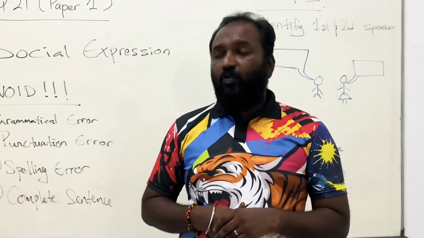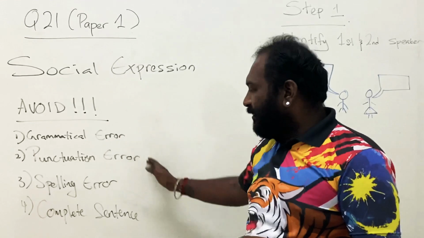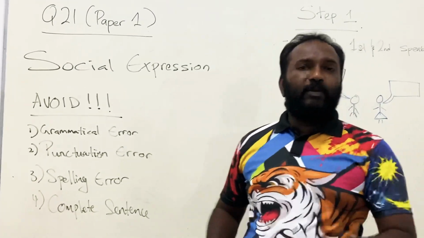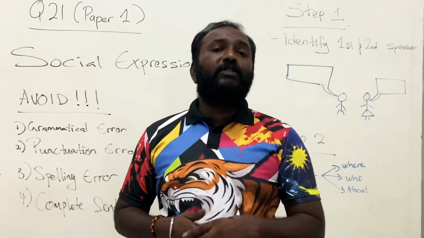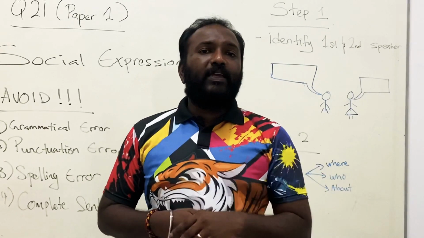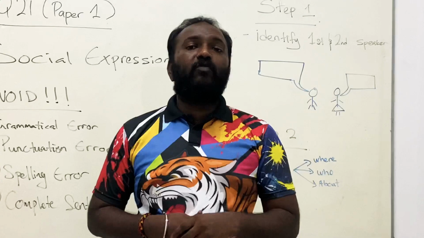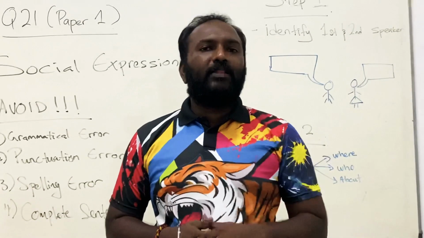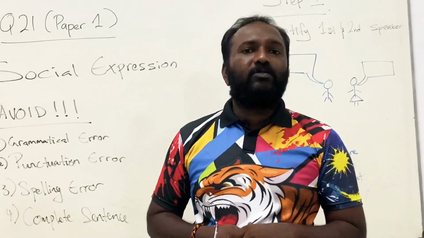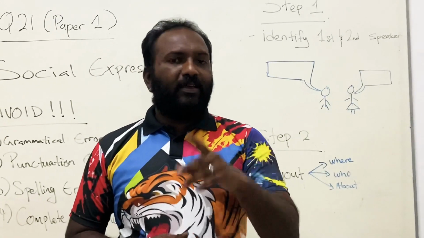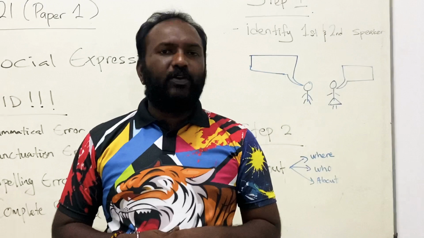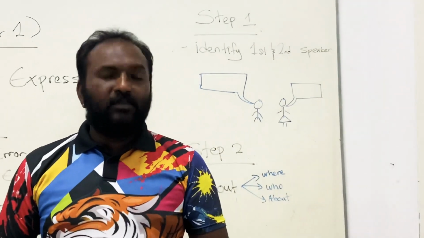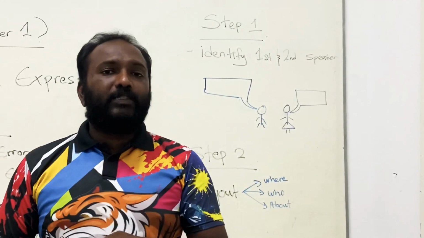Okay students, why am I asking you to avoid these 4? Because if you make any of these, you will be penalized and you will lose marks. For each mistake, you will be penalized, and in the end, you won't end up with any marks. Okay? There are altogether 4 steps on how to do social expression effectively. In this video, we're going to cover step 1 and step 2. Now, let's move on to step 1.